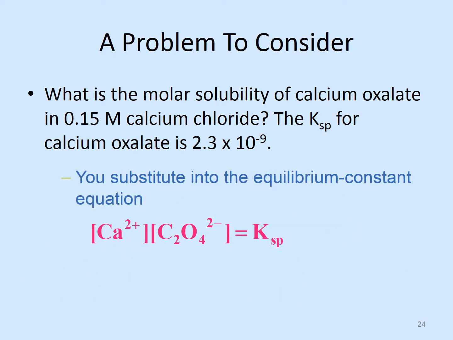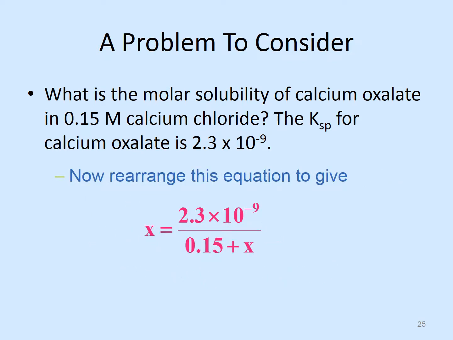Calcium times oxalate gives us Ksp. The Ksp is 2.3 times 10 to the minus 9th. Calcium is 0.15 plus X, times X. So we can solve the quadratic equation. We would have 0.15x plus x squared equals 2.3 times 10 to the minus 9th, and that would be a perfectly good thing to do. Or we can assume that x is going to be very small compared to 0.15.